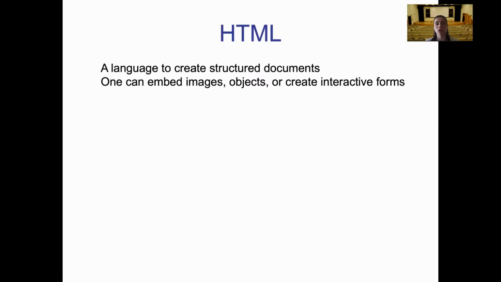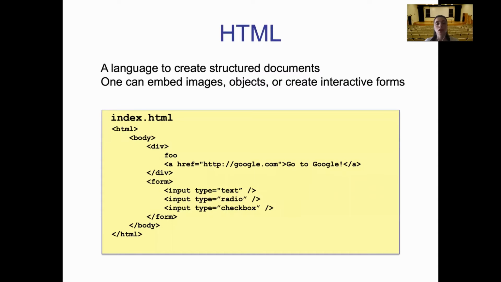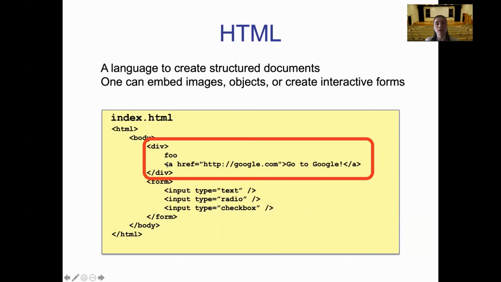HTML is a language to create structured documents. In these documents, you can embed images, objects, or create interactive forms. So this is an example of a web page in HTML. It is between the HTML tags, and then it has a body. There could be something called the title before that. And then it has all these different divs, which essentially are the delineated sections. In this case, it will just type the text on the page, and then this is going to be a text, "go to Google", which will have a link to google.com.